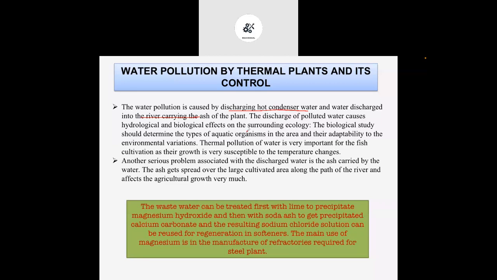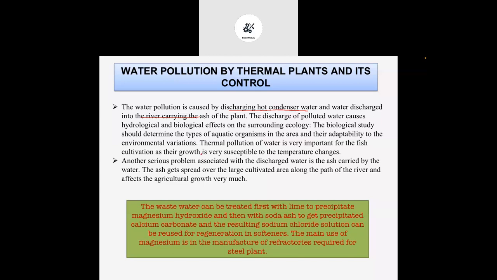Okay, so this water pollution is mainly caused by the hot water discharged from the condenser, and sometimes this water will also contain some fly ash. So that is again going to affect the water quality.